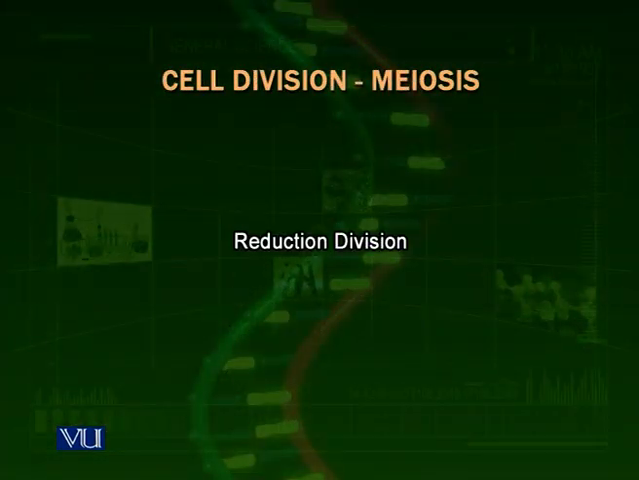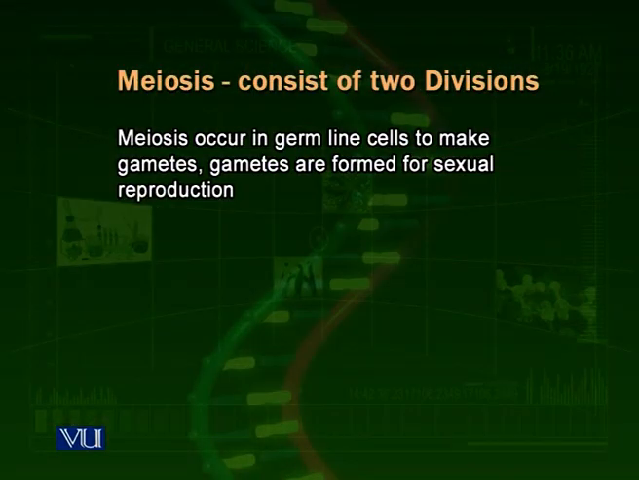Meiosis is a cell division which occurs in the germline cells to produce the gametes for sexual reproduction. Meiosis is also called reduction division, because in this type of division, the chromosome number of the mother cell becomes one half when it divides into cells. Meiosis occurs in the germline cells to make gametes, sperms and eggs.